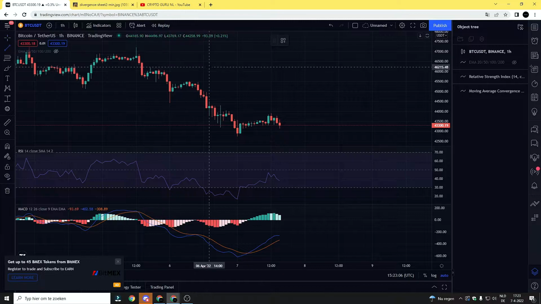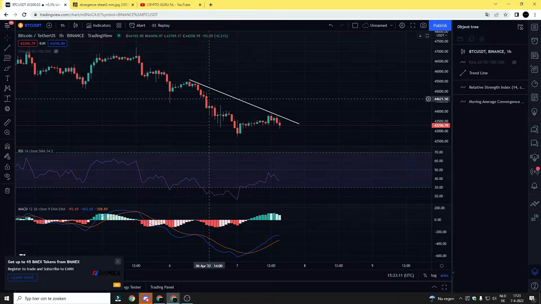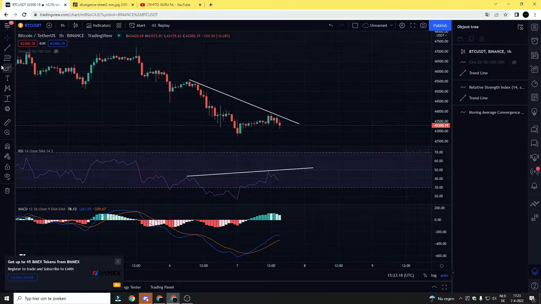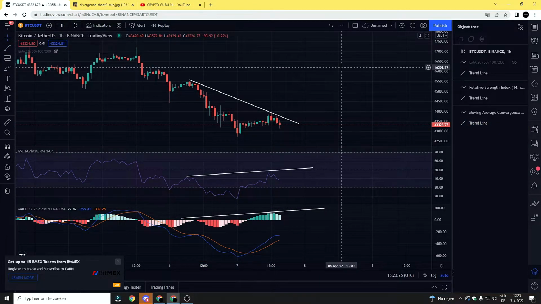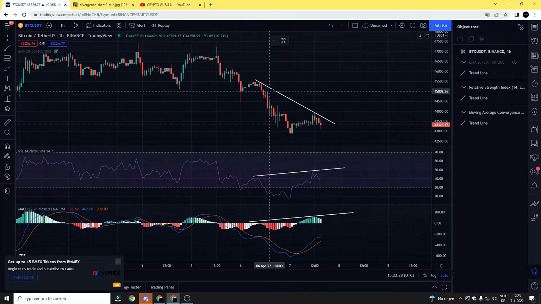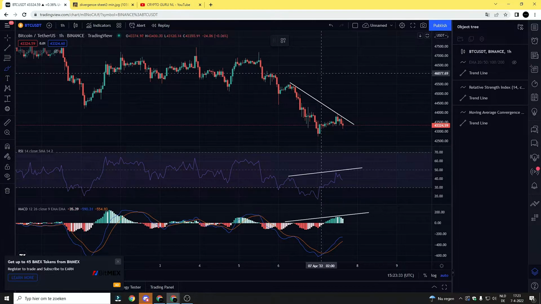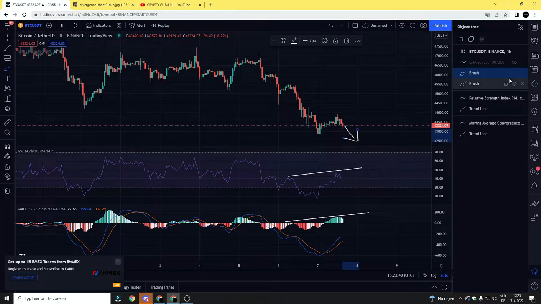Beautiful. So right here we are forming lower highs, but even though we are forming lower highs on the price action, the RSI is forming higher highs, and the same is true for the MACD. Hidden bearish divergence playing out live right now, live on our screen. We are forming a hidden bearish divergence. That is often an indication that the bears are stronger than the bulls right now. So more downside from here is expected for Bitcoin.